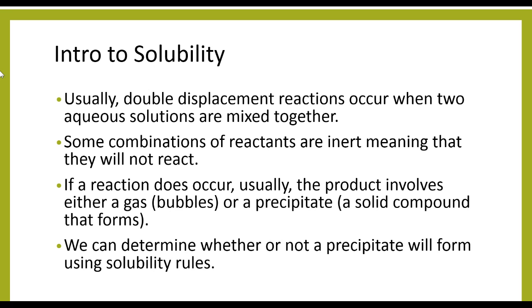Now, sometimes when we mix two solutions together, nothing happens. That means they're inert. They do not react. But the majority of them do something. They have a chemical reaction. Now, there's different things that we will see. The most common ones is that we'll either have a gas or formation of bubbles, or we will get a precipitate to form, a solid compound forming out of those two liquids. And we can determine whether or not a precipitate will form using something called the solubility rules.